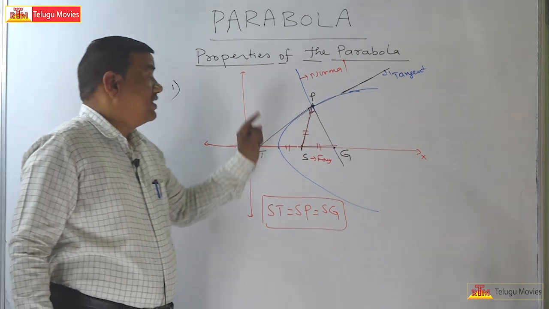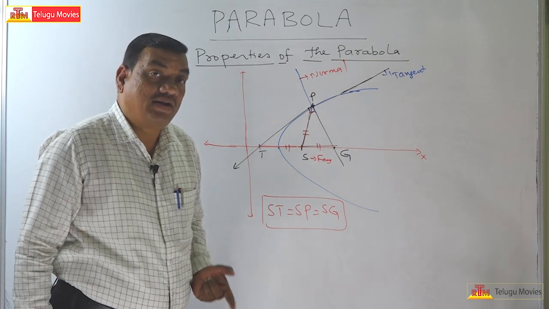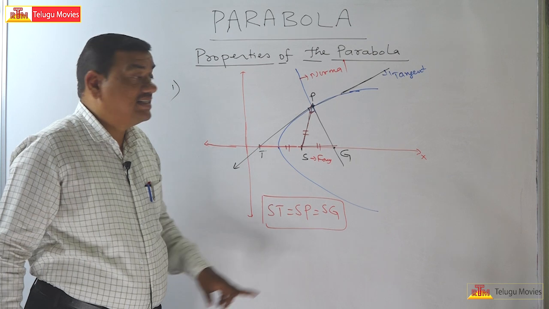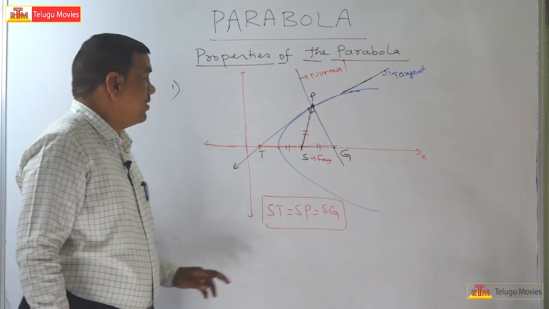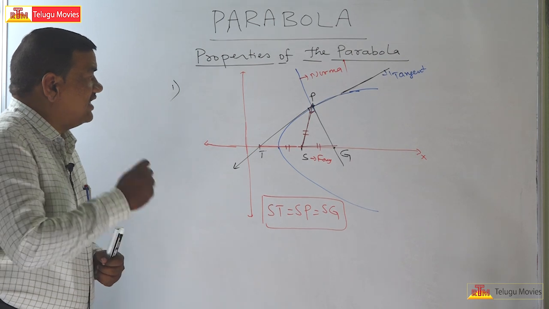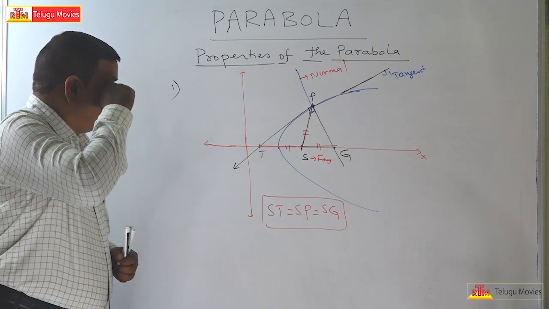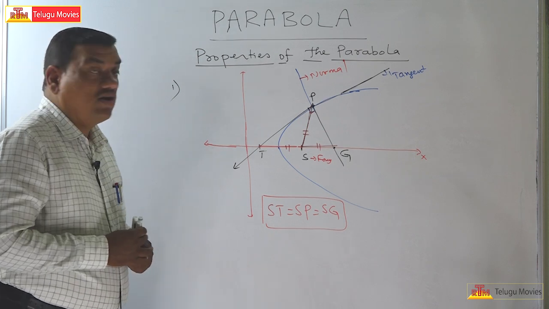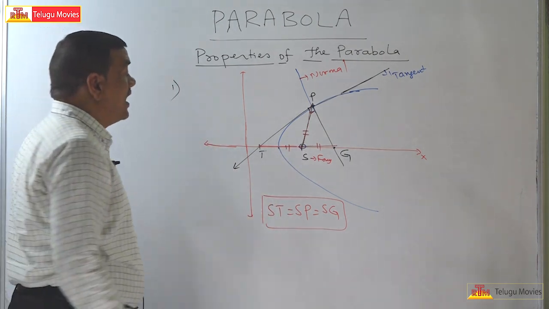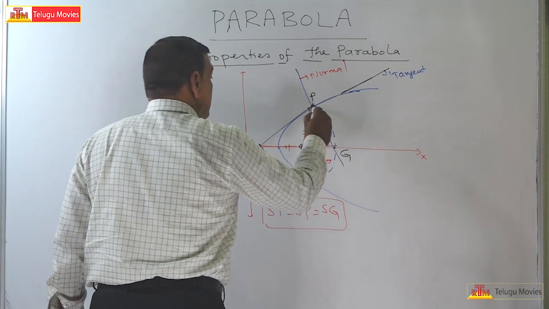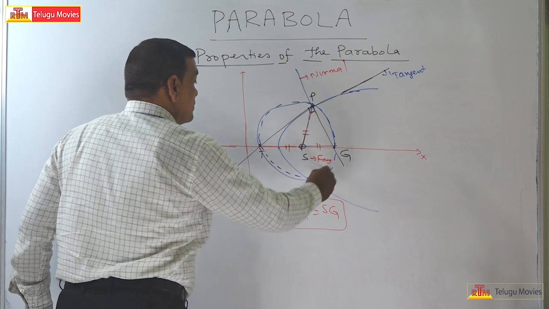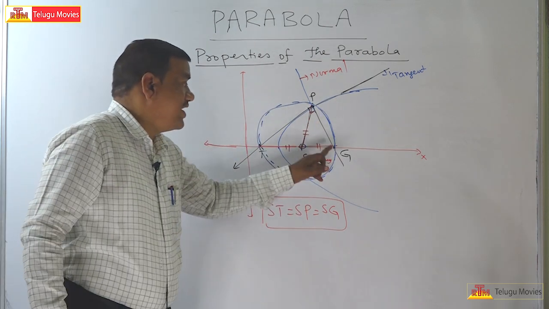Understand? That means the focus is equidistant from the point of contact and from the points of intersection of the tangent and the axis, and the normal and the axis. So, a very important result: ST is equal to SP is equal to SG. That means S is equidistant from G, P, T. Therefore, we can draw a circle. Taking S as the center, with T and G as points on the circle, we can draw a circle. This circle passes through the points G, P, T.